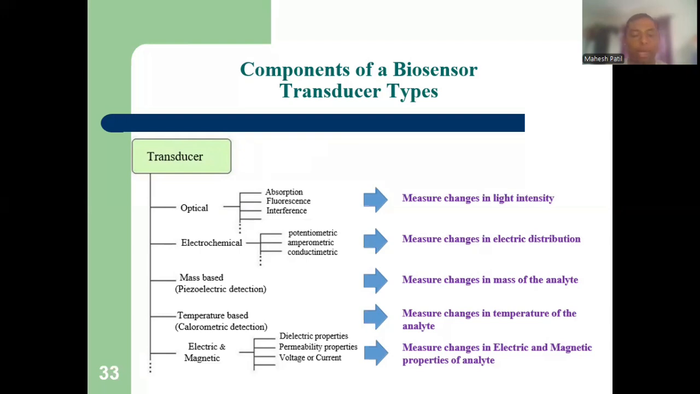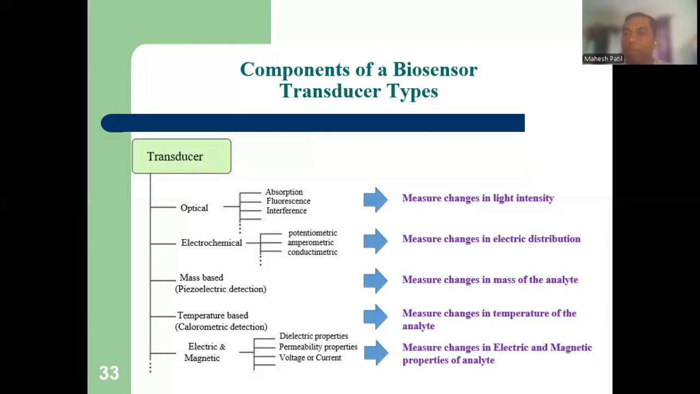Then we may have electrochemical signals. We have potentiometric, amperometric, and conductometric, depending on whether voltage or current is developed at the electrodes. So the electrical distribution is used as the measurement tool here. Now we have mass-based, that is piezoelectric detection-based transducers. Here we use a micro cantilever beam, where we use piezoelectric changes. Whatever mass change happens because of the pressure, we use this kind of technology.